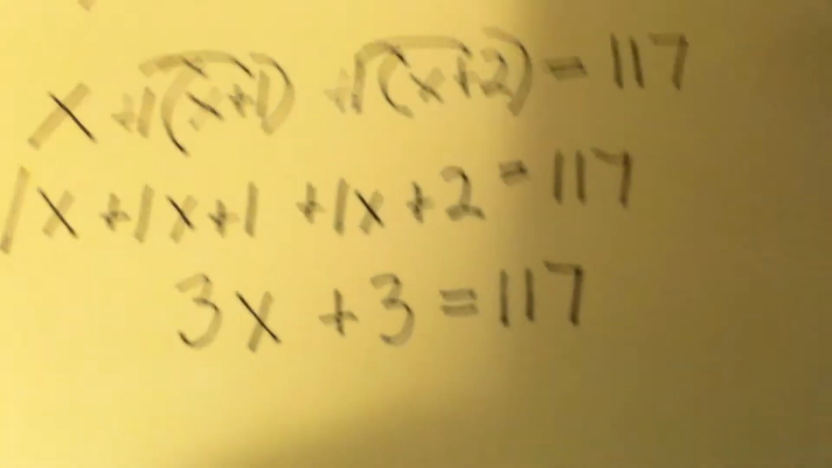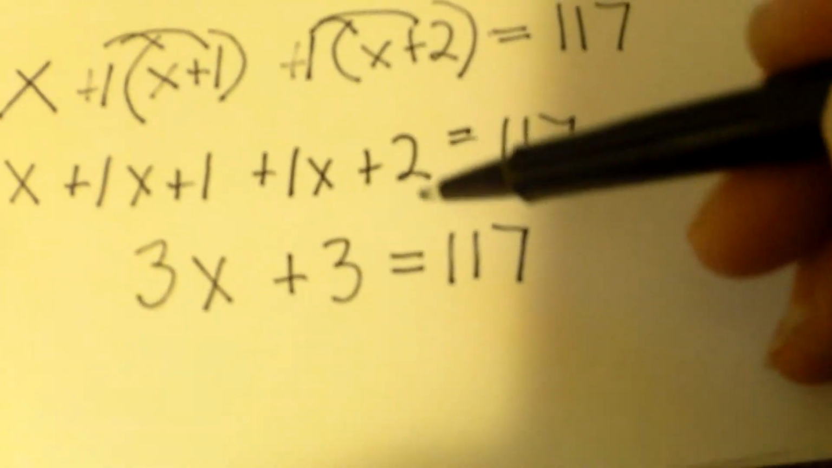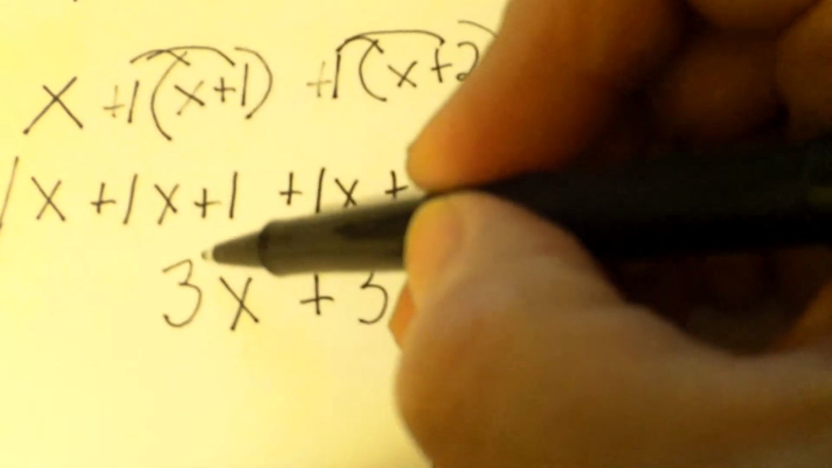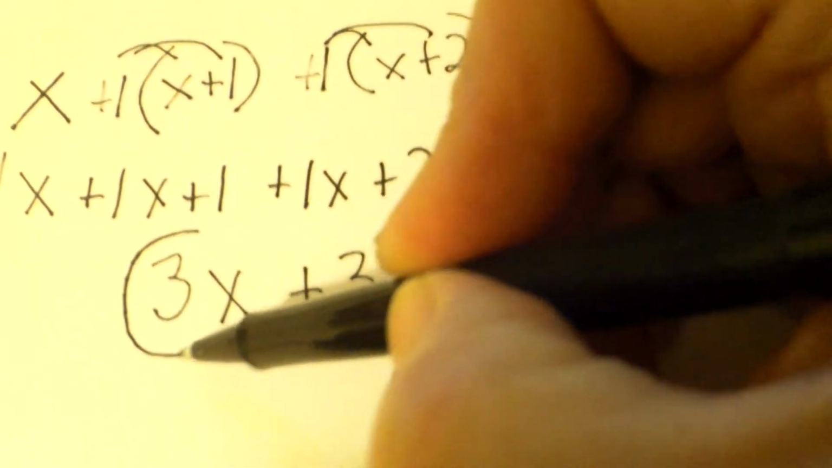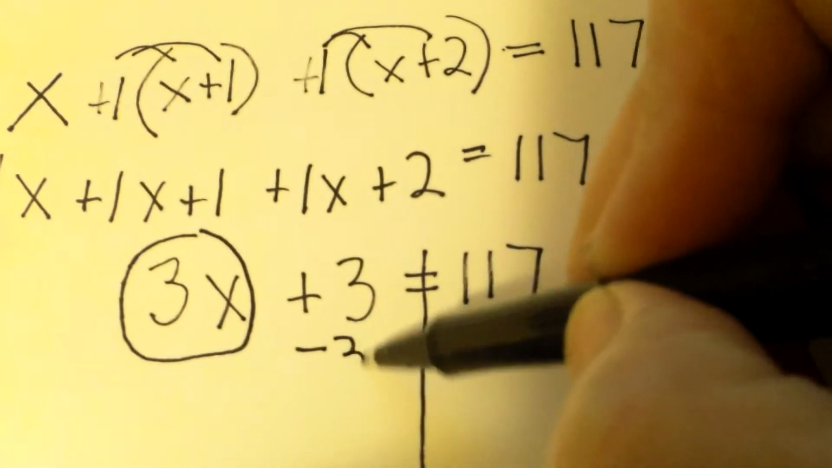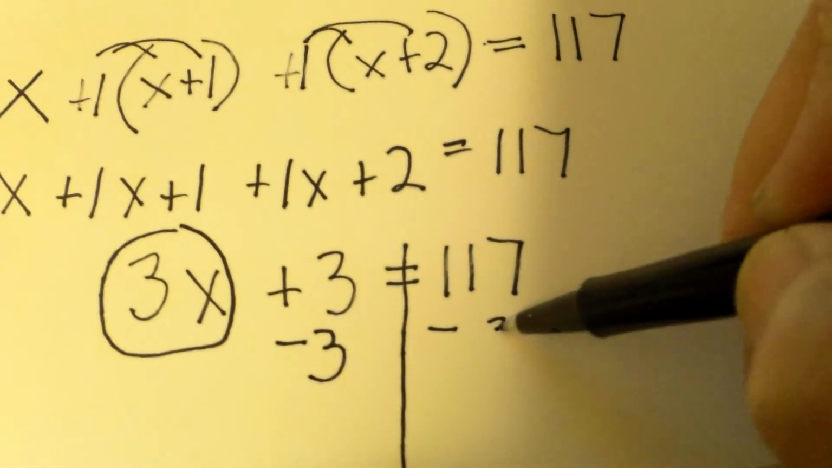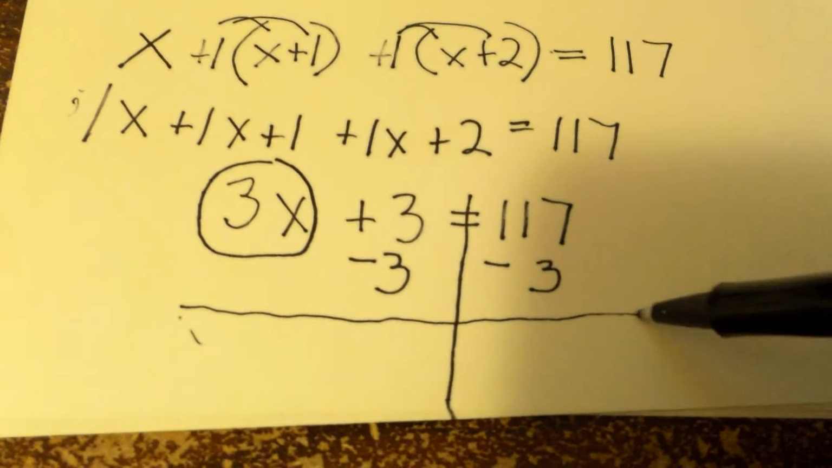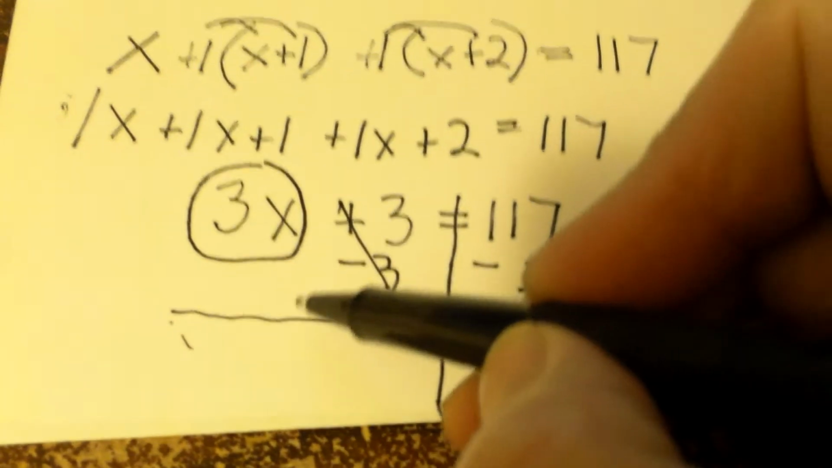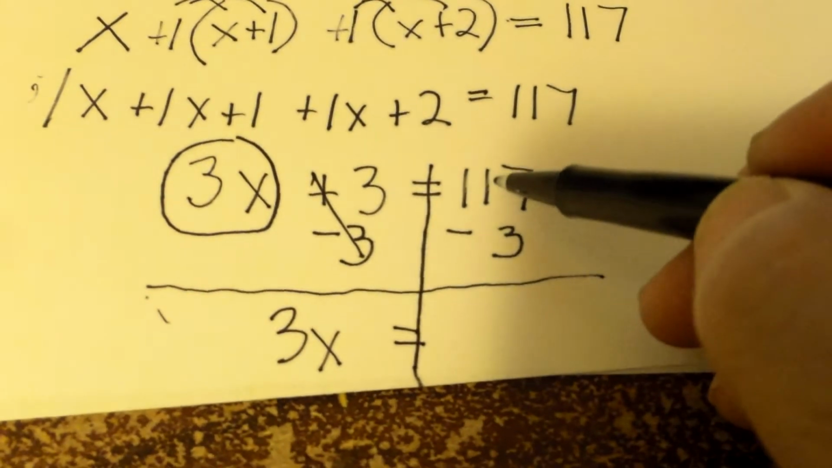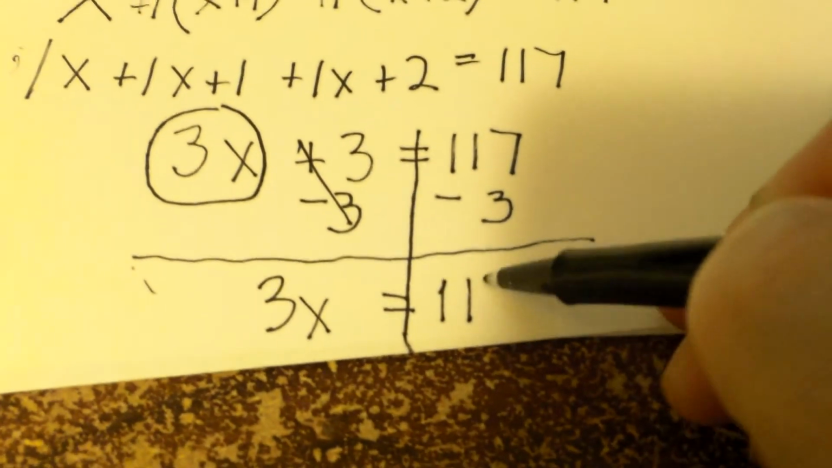I don't need to get all my variables on one side because they're all on the left side right now. So I need to isolate my variable. Well, here's the term that contains my variable. I want that alone, so I'm going to get rid of positive 3 by subtracting 3 from both sides. So my new equation is, cancel out, 3x equals 117 minus 3 is 114.